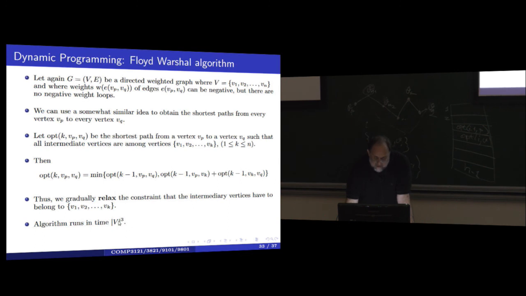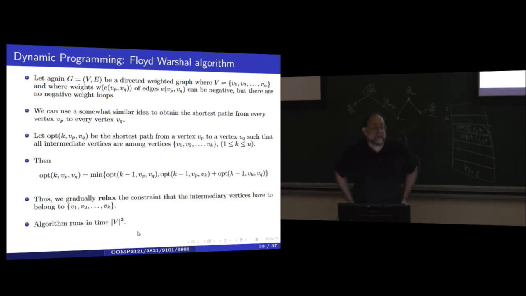Two less, because we have Vp and Vq, so up to n minus 2 here. So altogether, because there are quadratically many pairs, and for each k you have to fill the entire table with optimal solutions for k minus 1, the runtime will be cubic.